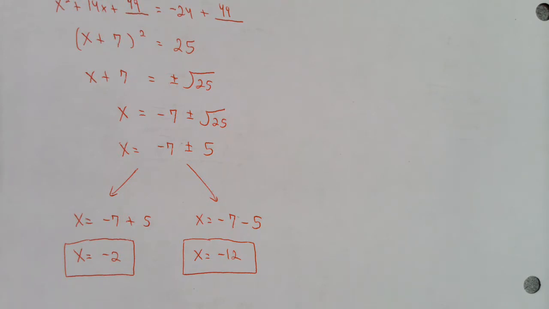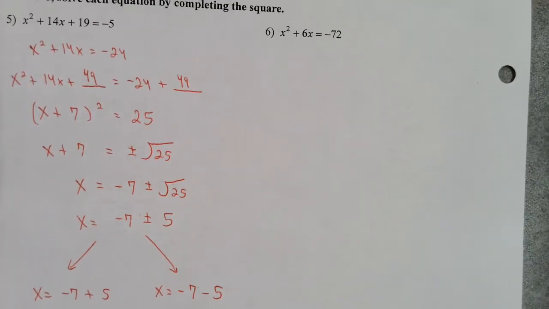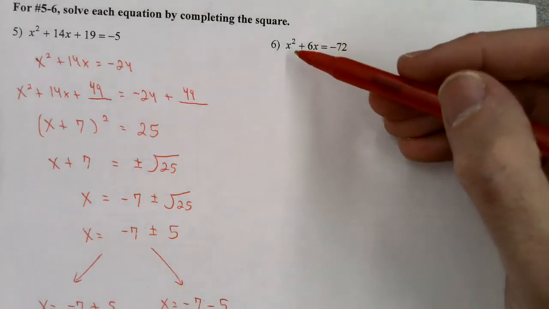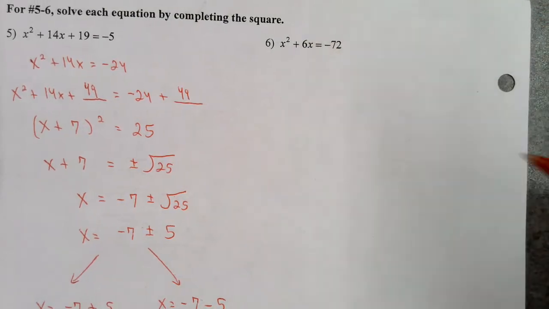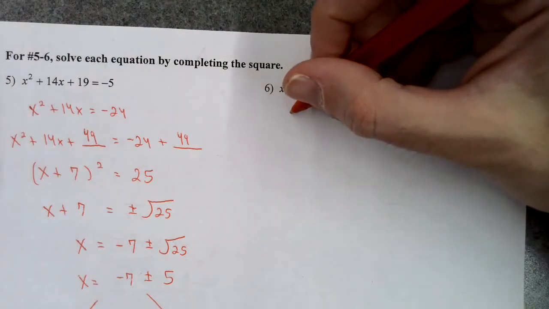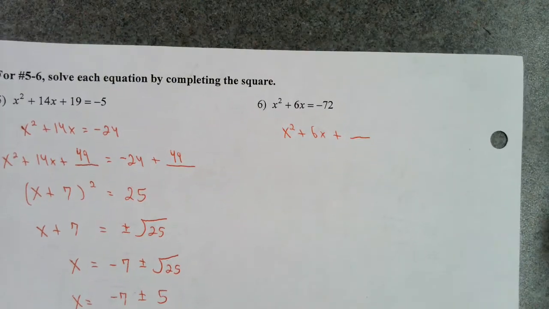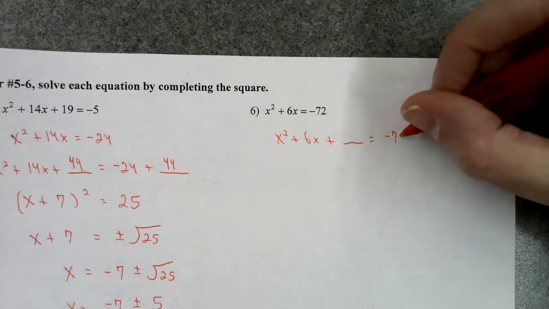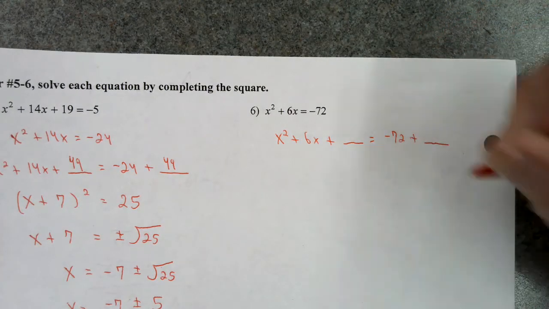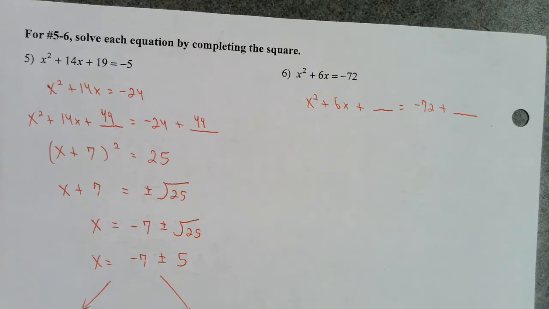Okay. So one more, completing the square. Again, you want x squared and x on one side, your number on the other side, so that's done. So I'm going to put my blanks. X squared plus 6x plus blank equals negative 72 plus blank. And the question is, what number goes in the blanks?